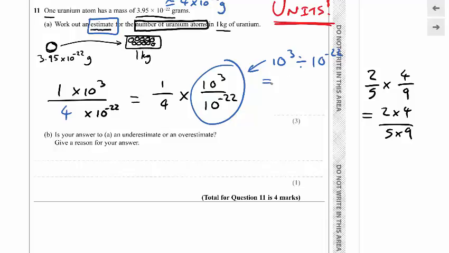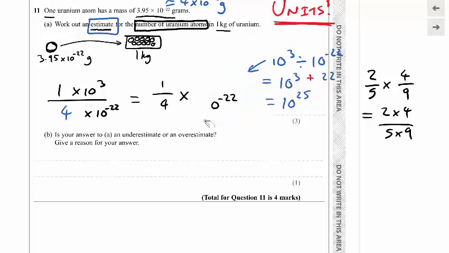So what is 10 to the power of 3 divided by 10 to the power of negative 22? I just subtract the powers. So 10 to the power of 3, subtract negative 22. Be careful, I've got a double negative going on. A double negative just simply means a plus, just means positive. So what's 3 plus 22? That's just the same as 10 to the power of 25. So I can change all of this now into 10 to the power of 25.